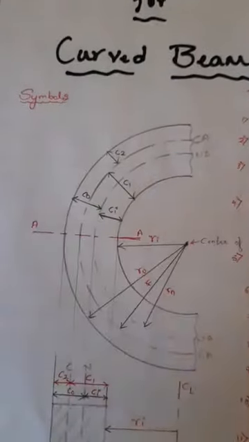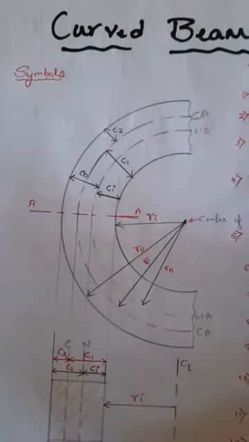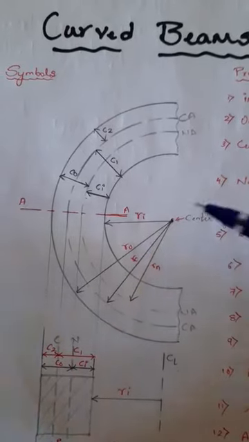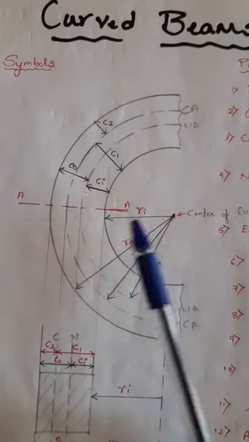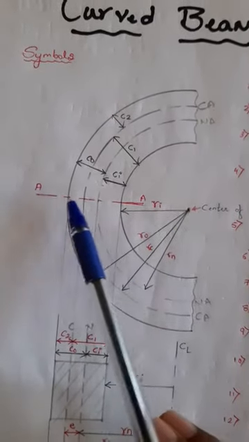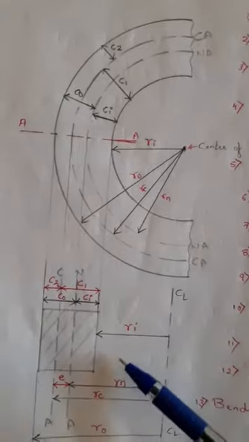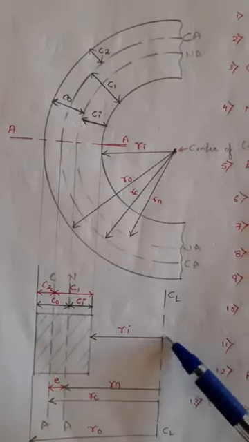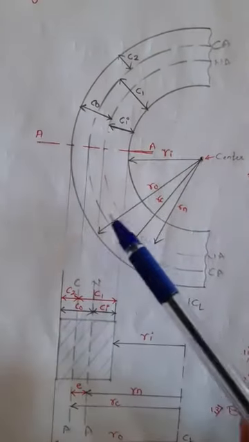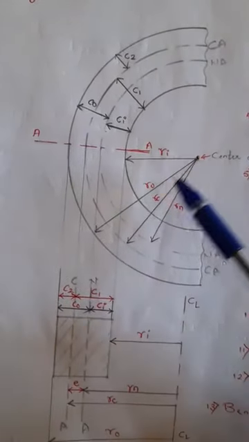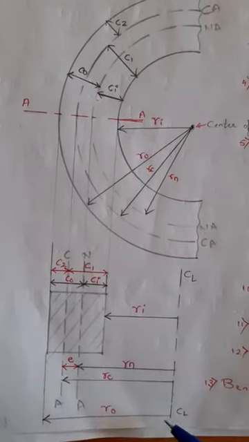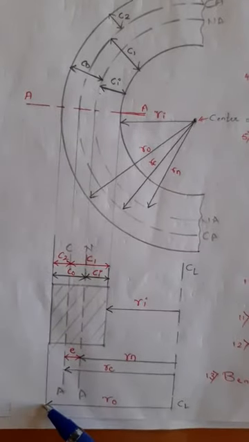So every curved beam has a center. This center is called the center of curvature. So this radius is called the inner radius, Ri. This can be represented on a section view. So this is the inner radius Ri. Then this is the outer radius Ro. This can be represented on a section. So this is Ro, the distance from the center of curvature to the outermost fiber.